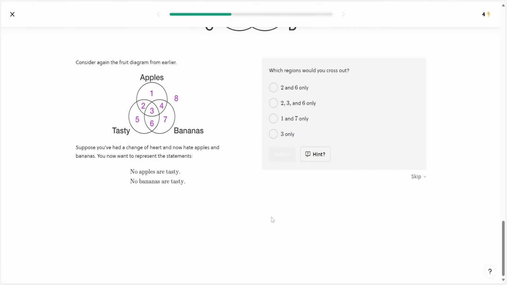Consider again the fruit diagram from earlier. Suppose you've had a change of heart and now hate apples and bananas. You now want to represent the statements, no apples are tasty, no bananas are tasty. Which regions would you cross out? Okay, this is a bit more complicated.